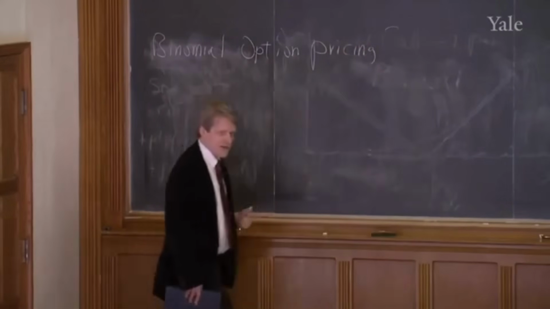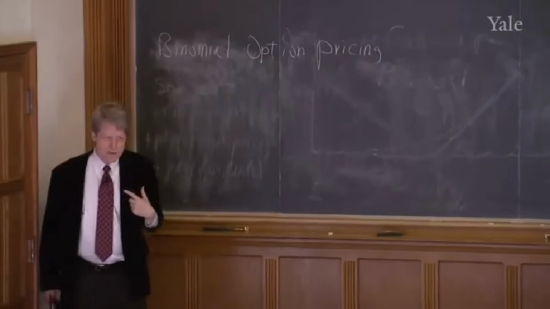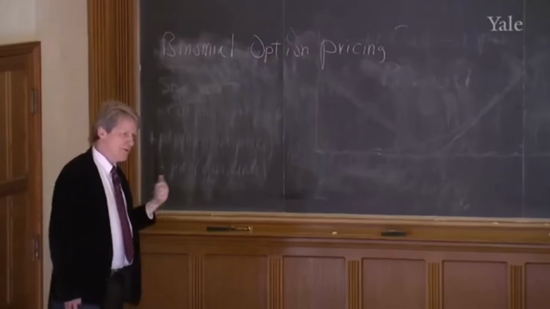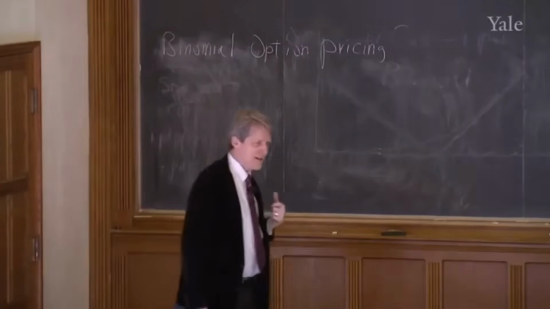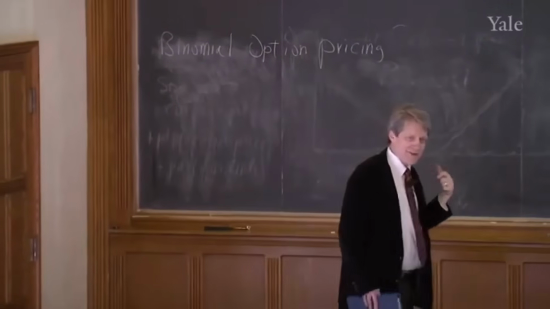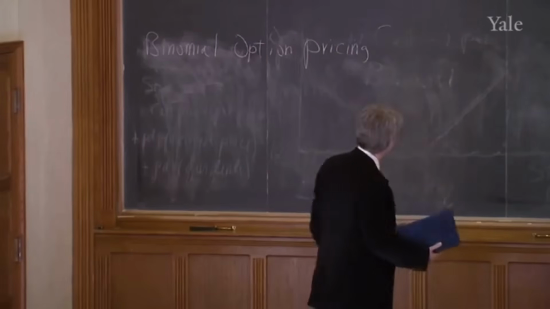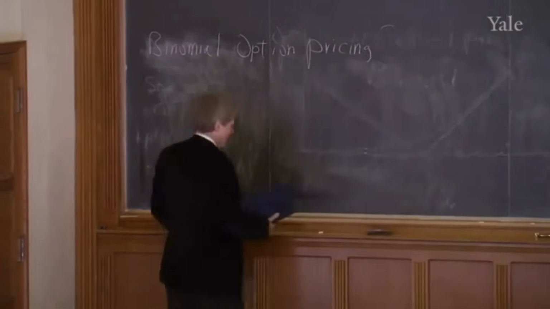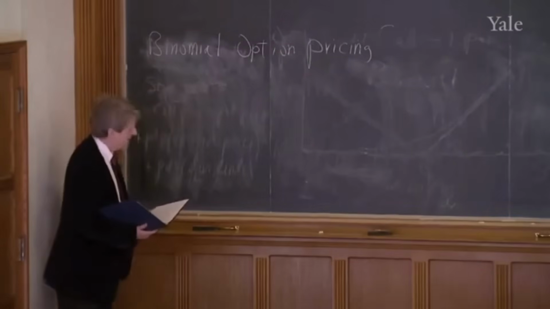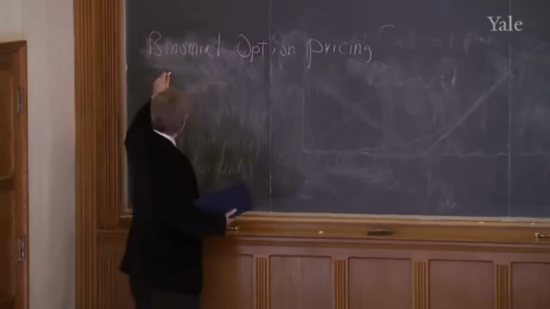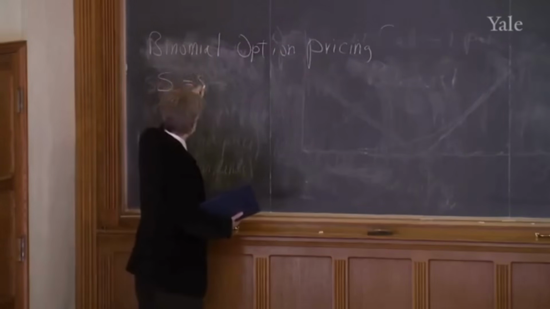And to simplify the story, I'm going to tell a story about a world in which there's only two possible prices for the underlying stock. That makes it binomial. There's only two things that can happen. And it can either be high or low. All right? So let me get my notation. I'm going to use S as the stock price.